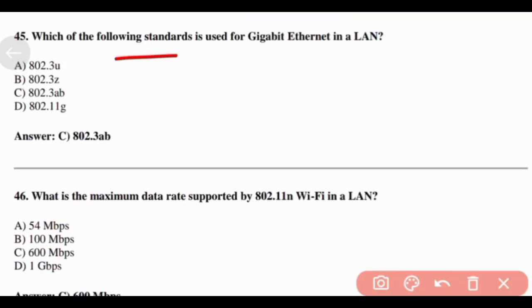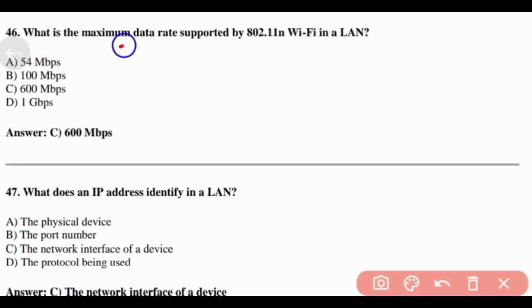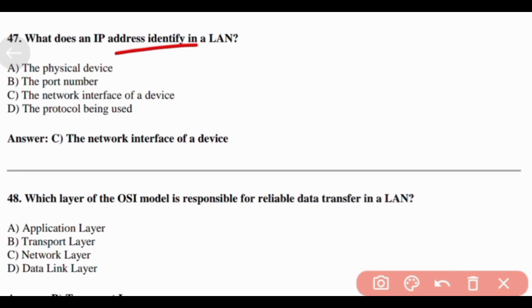Which of the following standards is used for gigabit Ethernet in a LAN? 802.3ab. What is the maximum data rate supported by 802.11n Wi-Fi in a LAN? 600 Mbps. What does an IP address identify in a LAN? The network interface of a device.